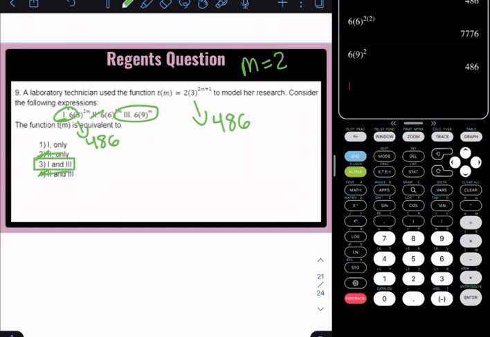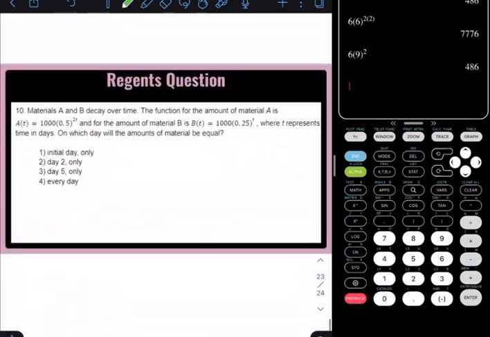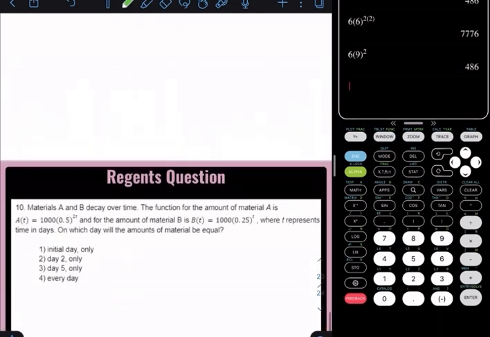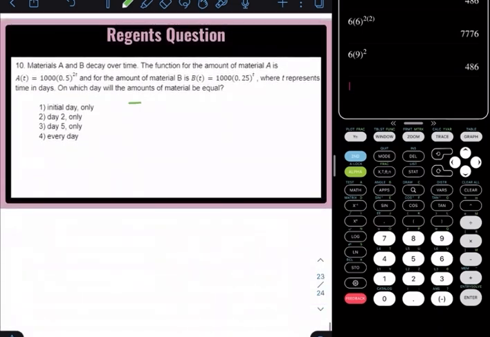And let's look at the last exponential equivalency expression that we have. Materials A and B decay over time. The function for the amount of material A is this, and the amount of material B is this, where t represents time in days. On which day will the amounts of materials be equal? Well, the initial day would be when t equals 0. So let's plug in t equals 0 for both of them.